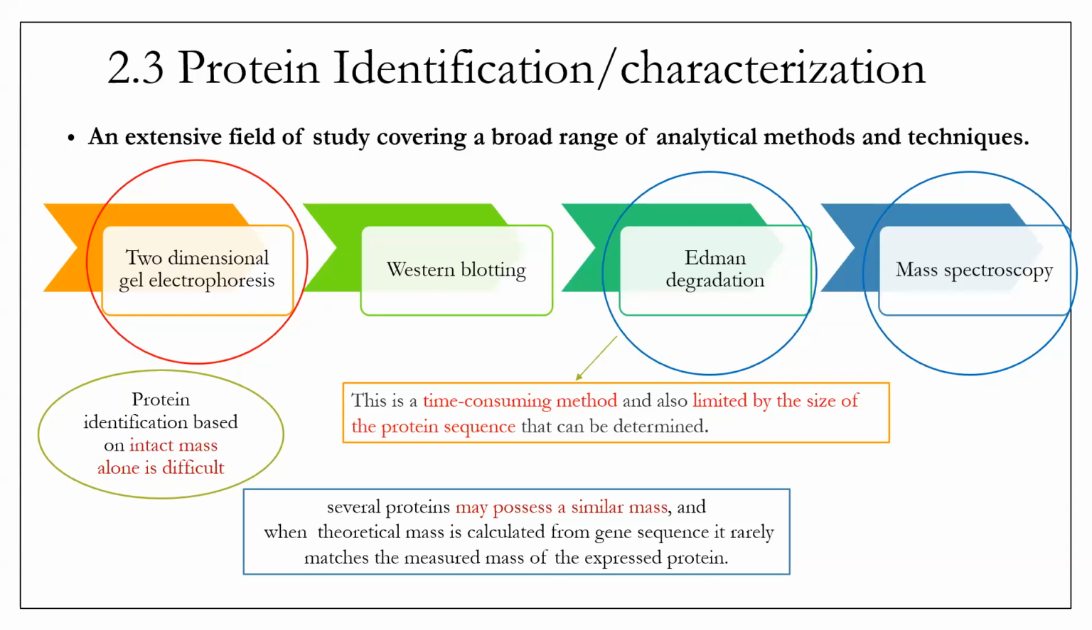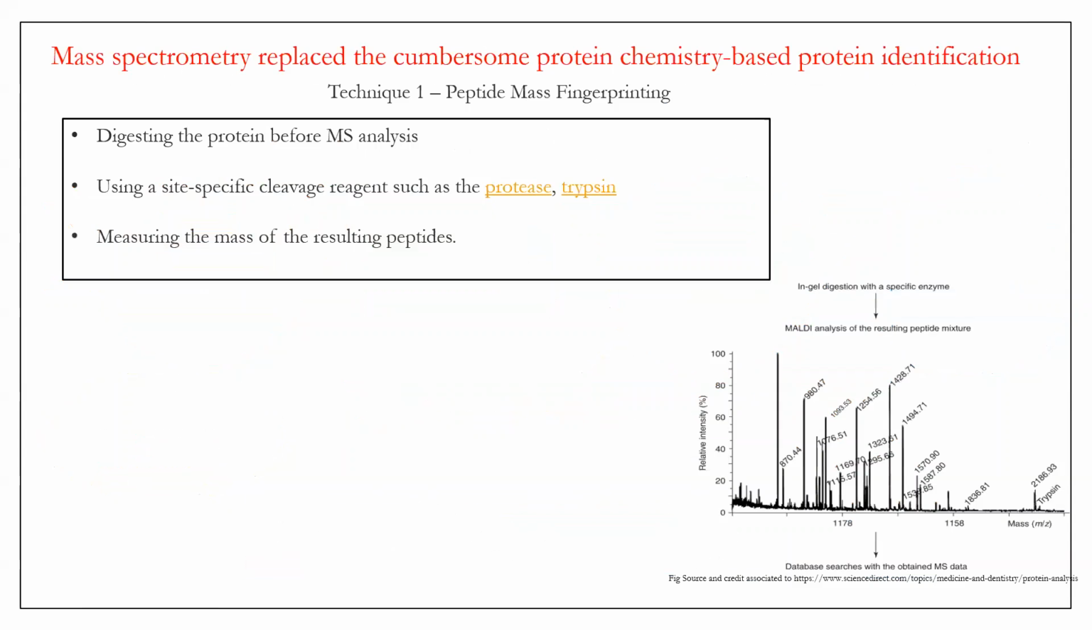So in this scenario where Edman degradation cannot be used, mass spectroscopy opens up a new avenue. Okay, so mass spectroscopy has replaced the cumbersome protein chemistry based protein purification techniques, and this mass spectroscopy works on the concept of peptide mass fingerprinting. Okay, this technique, mass spectroscopy, works on peptide mass fingerprinting.